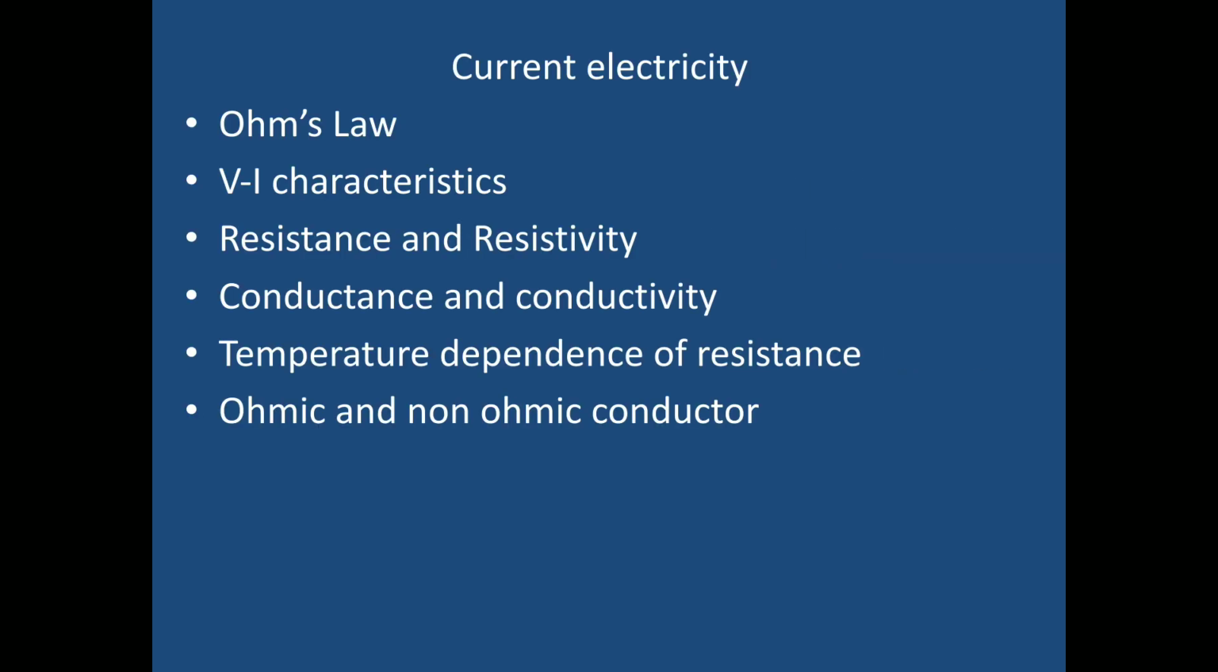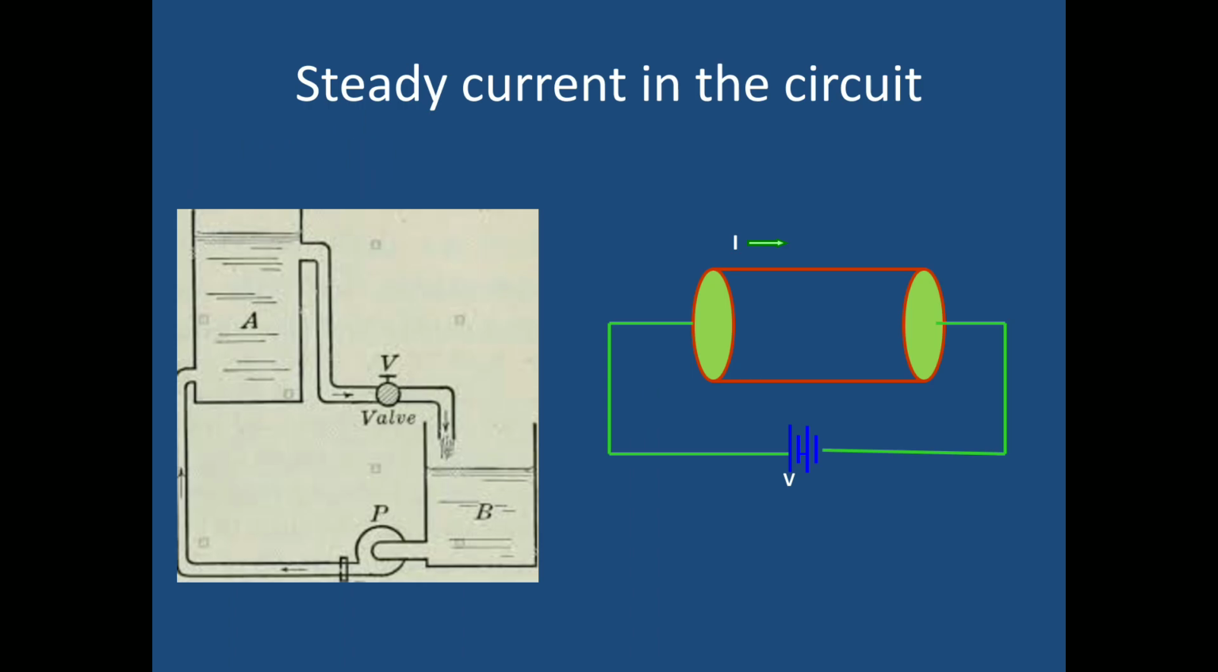Today, in this lesson of current electricity, we will continue with the following topics: Ohm's law, VI characteristics, resistance and resistivity, conductance and conductivity, temperature dependence of resistance, ohmic and non-ohmic conductor. Before starting these topics, let's discuss steady current in the circuit.